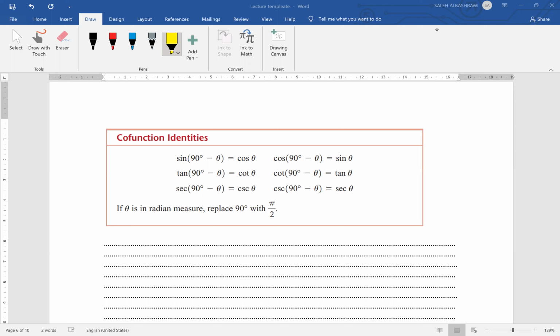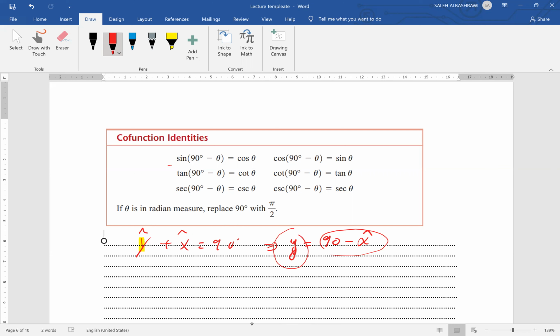We have y plus x equal to 90. We call these two angles complementary. So we can say that also y equals 90 minus x. Now the cofunction identities are given by sine of 90 minus x equal to cosine of y.